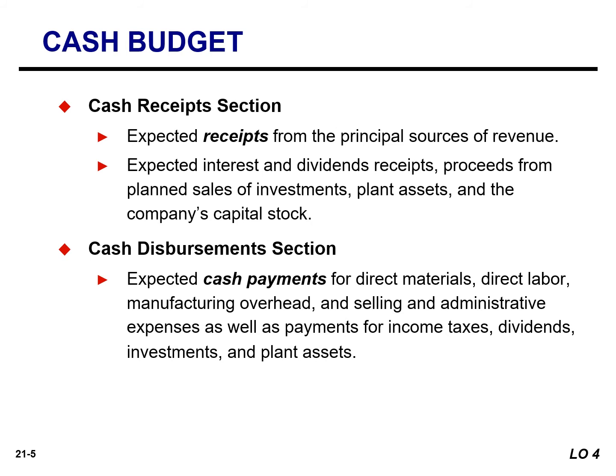The cash disbursements section shows expected cash payments, like payments for direct materials, direct labor, manufacturing overhead, and selling and administrative expenses. This section also includes projected payments for income taxes, dividends, investments, and plant assets.